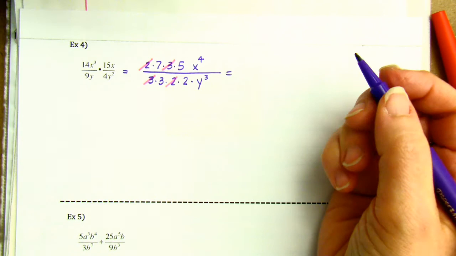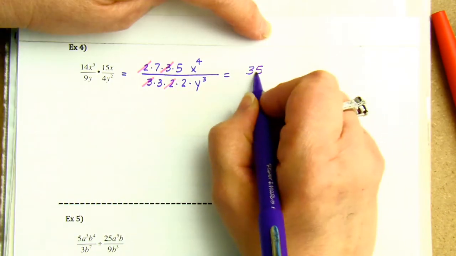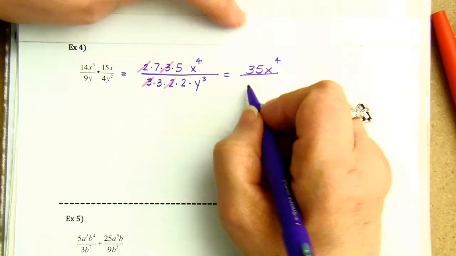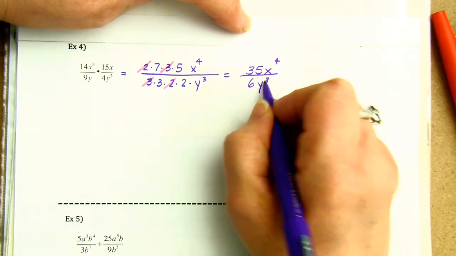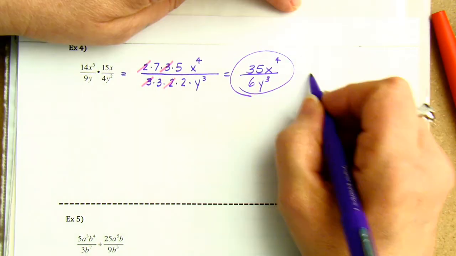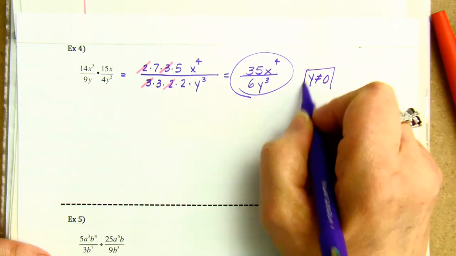Final answer here is you then have to multiply these, right? 7 times 5 is 35, x to the power of 4, divided by 3 times 2, 6, y to the power of 3. If I'm listing my restrictions, the only restriction here is y can't be 0. It's the only variable in the denominator.